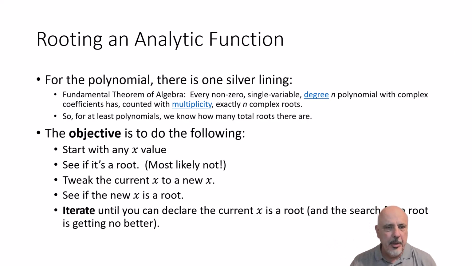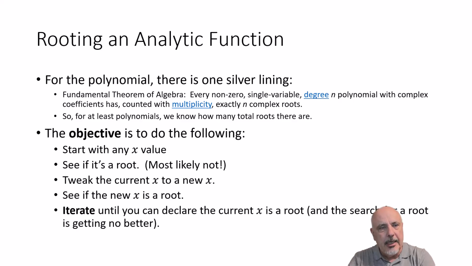So with the polynomial, there is a little bit of a silver lining because of the fundamental theorem of algebra, and that a quintic, for example, is going to have up to 5 real roots, and if we were to think about them as complex, it would definitely have 5 roots always.